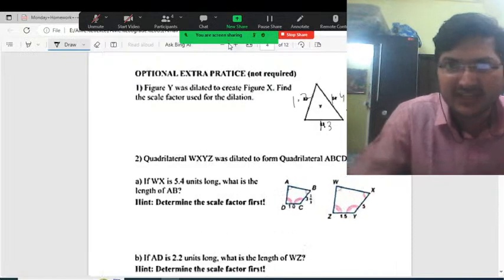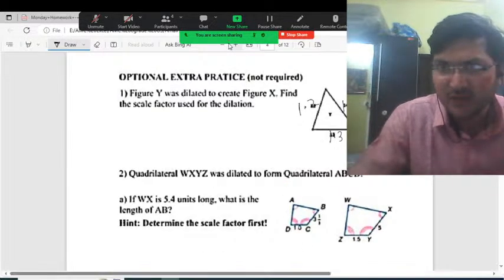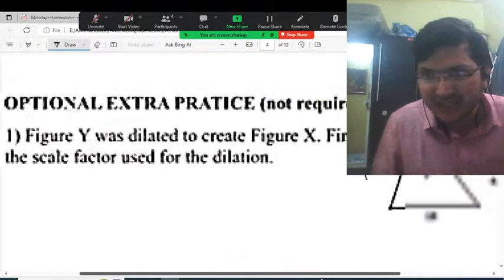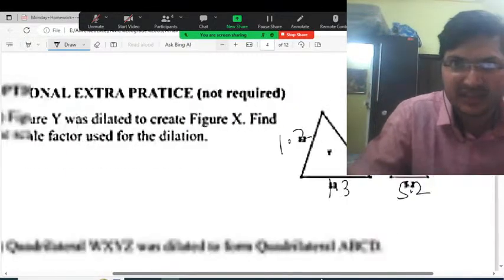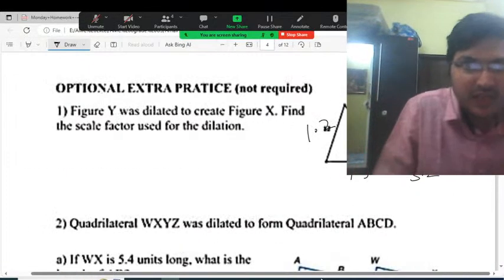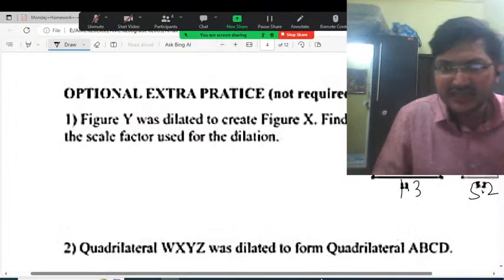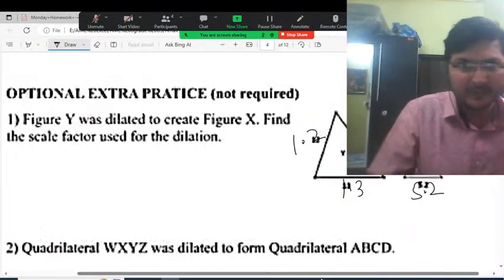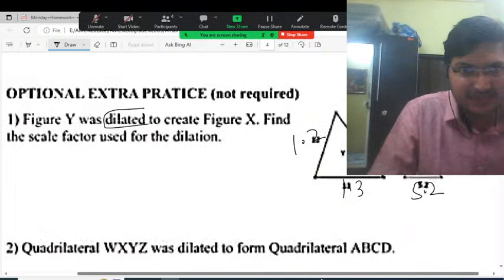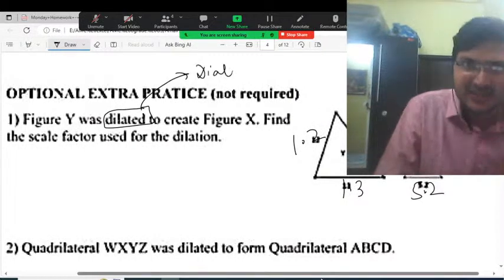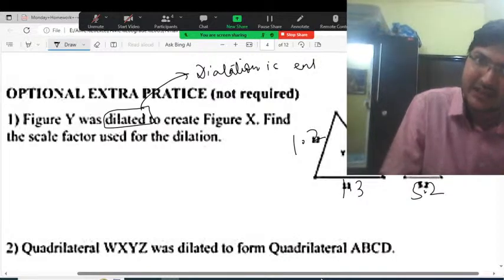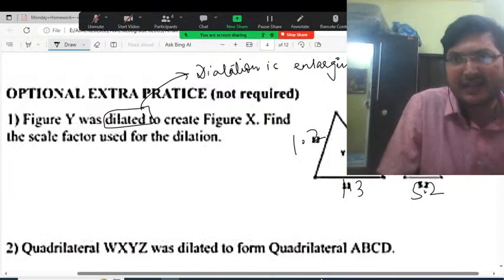Okay, I'm telling a very interesting factor now. Whenever dilation occurs, you should know the meaning of dilation. Try to understand the meaning of dilation. Actually, in English, dilation means to enlarge something. And if you are enlarging something, the angles do not change, and that's why by AAA criteria you will be able to prove them similar.